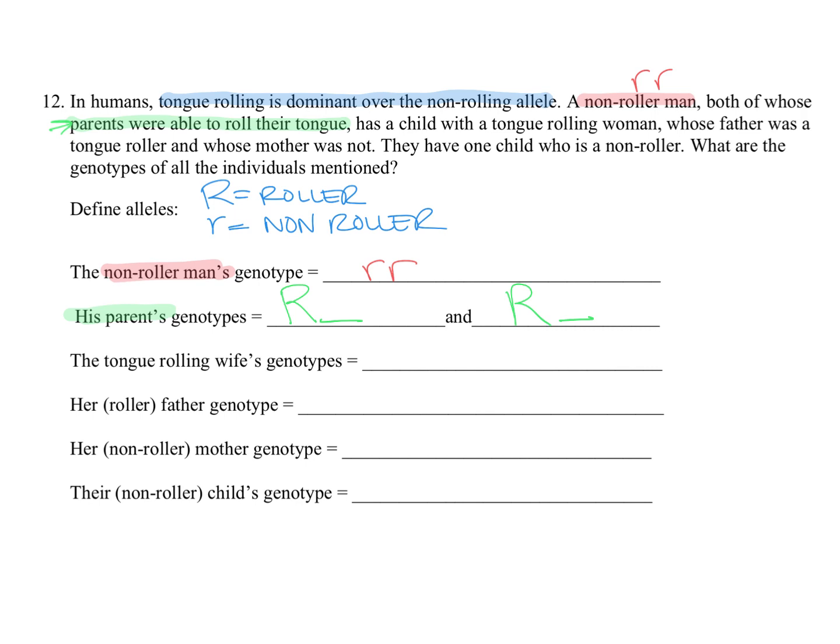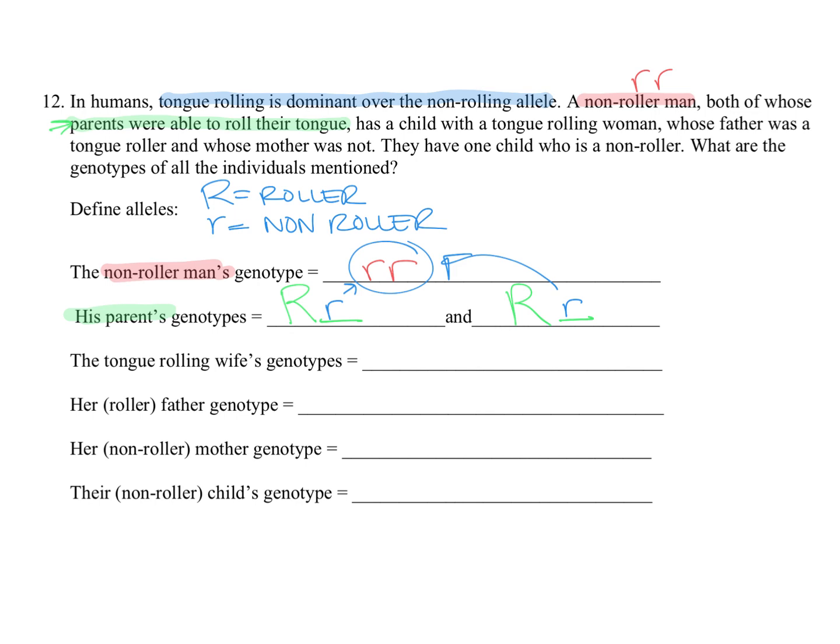So this is a tricky problem because it doesn't tell us what this second letter is, but we can use the information here to figure it out because that is their son, and you get a letter from each parent. So if they had a non-rolling son, the only way they could have done that is by each being heterozygous. So they gave their son two little r's, making him a non-roller.